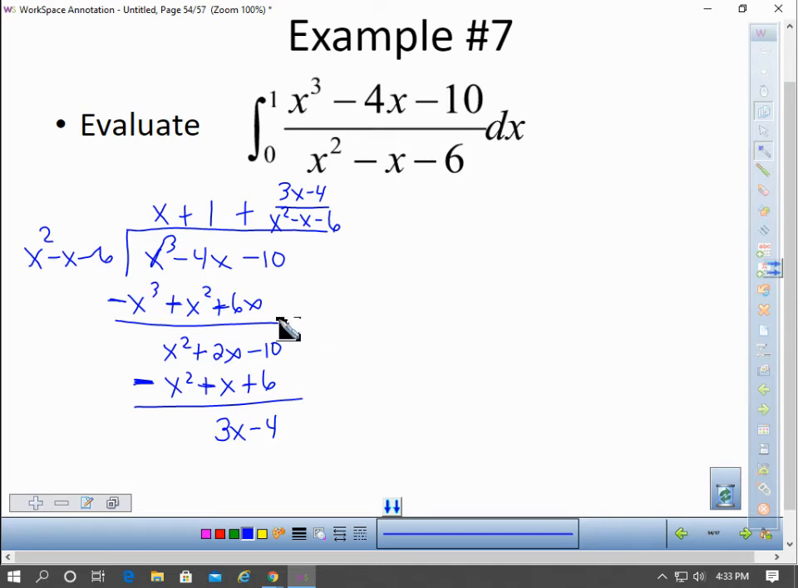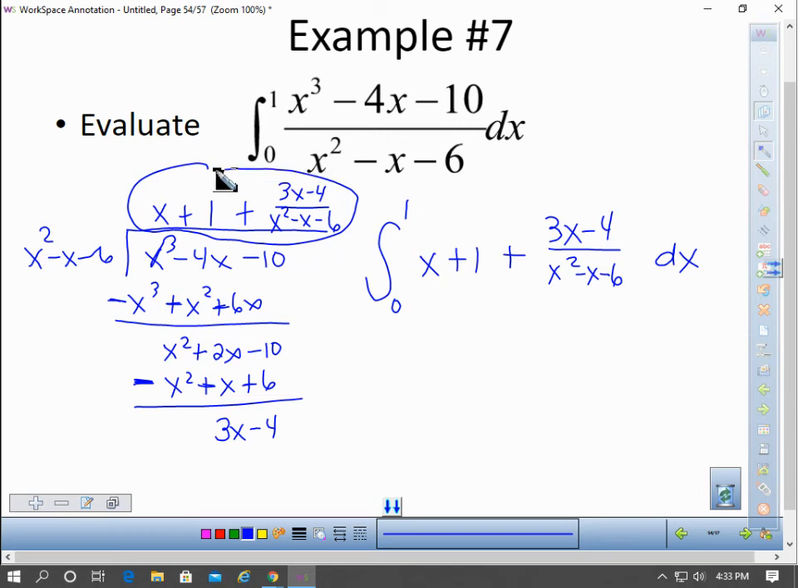So now look at what we got. We now have the integral from 0 to 1 of x plus 1 plus 3x minus 4 over x squared minus x minus 6 dx. So all I did was replace my original problem with the quotient of the long division process that I did. All right, so now the issue is that with this part right here, my denominator's power is larger than my numerator's power. So I have to do the decomposition of this part.